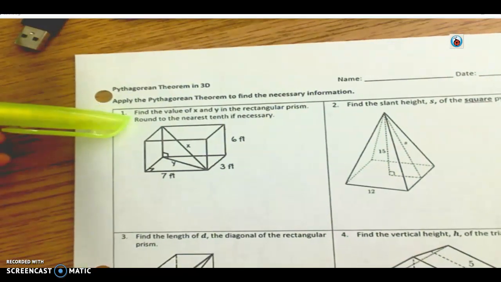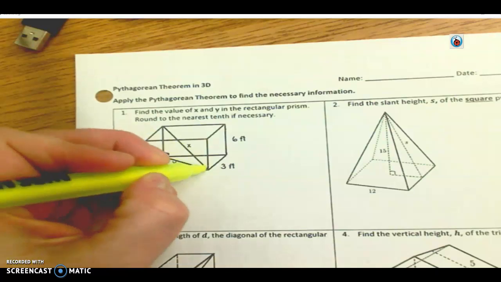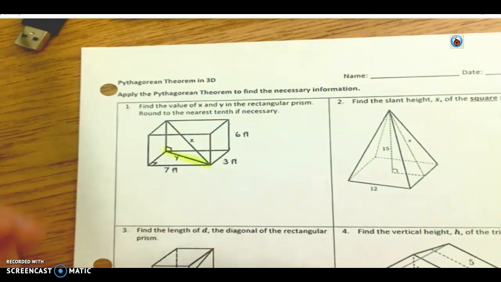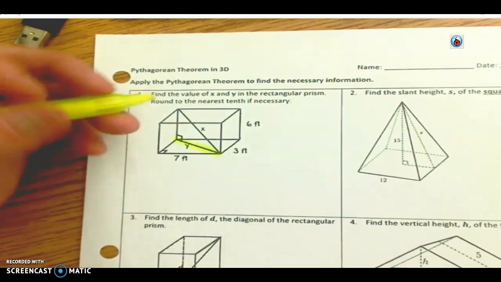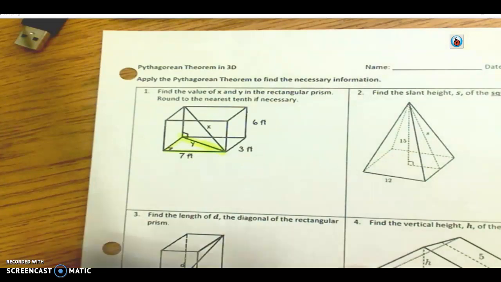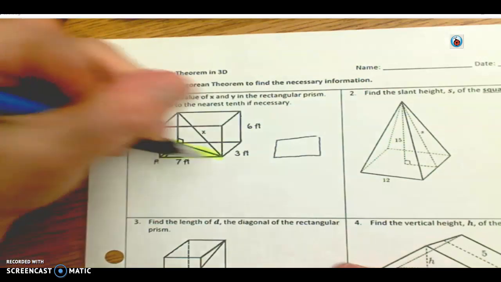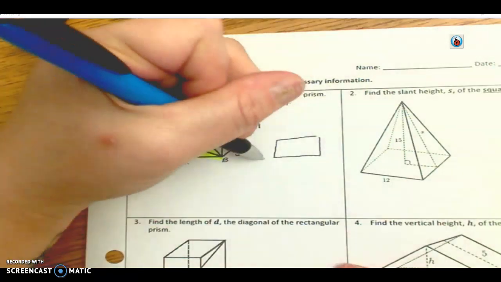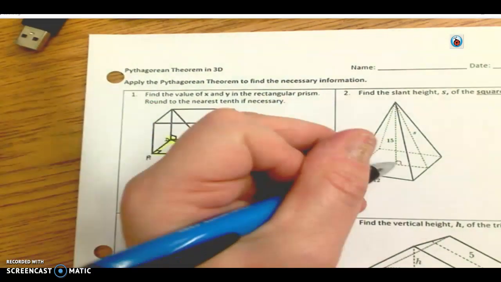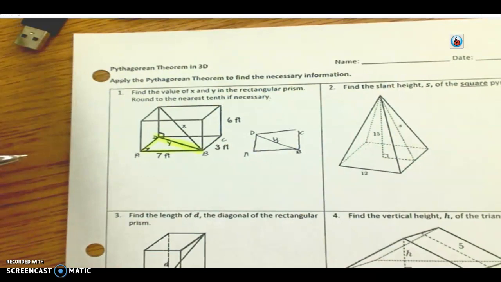Okay, so in this one, it's asking us to find the value of x and y in the rectangular prism. So here's the y value. It's hard in 3D shapes to see all of the shapes, but if I were to just take that piece out, where's that y value coming from? Let's call this A, B, C, and D. So that's the rectangle, the base of this rectangular prism. And that y value is the diagonal of that base.